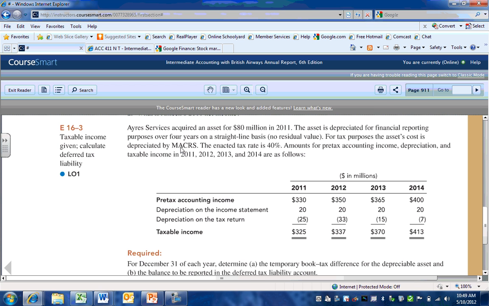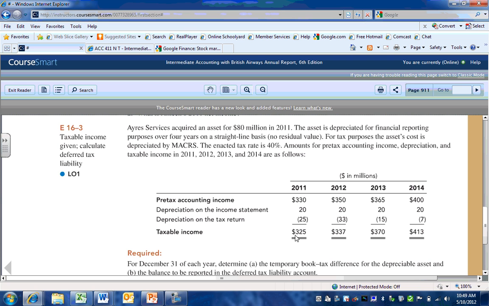And using MACRS, as you will learn if you haven't had a tax class already, is based on a method that is similar to double declining balance with a half-year convention. If you don't remember those terms, go back to Chapter 9 that speaks about depreciation, and you can familiarize yourself with them. The tax rate for the next 4 years is estimated to be 40%. And in this problem, we are given the taxable income.